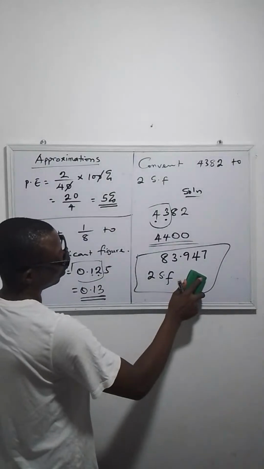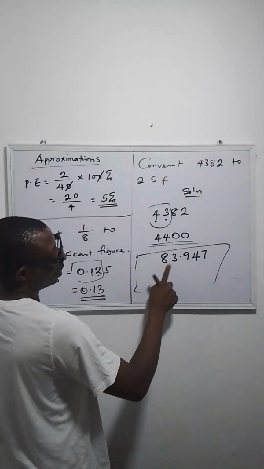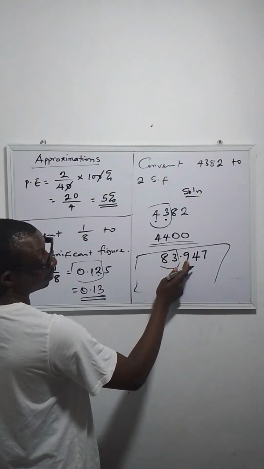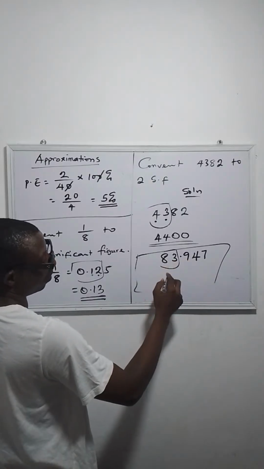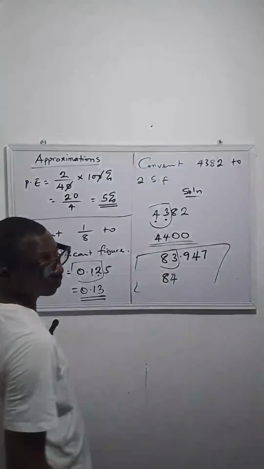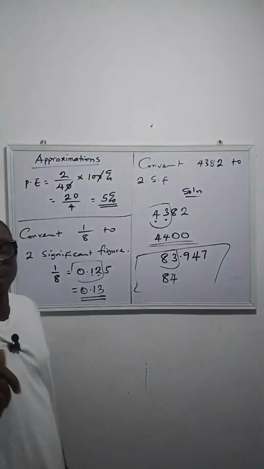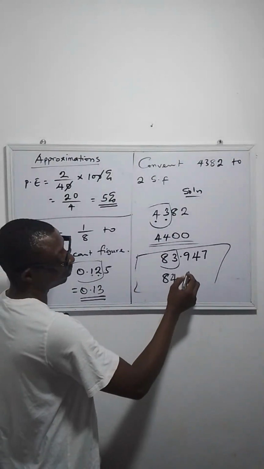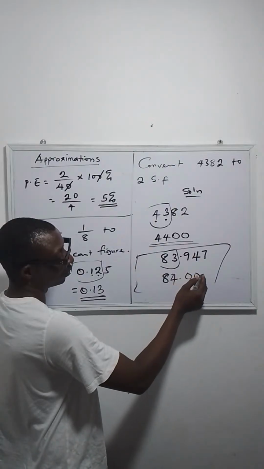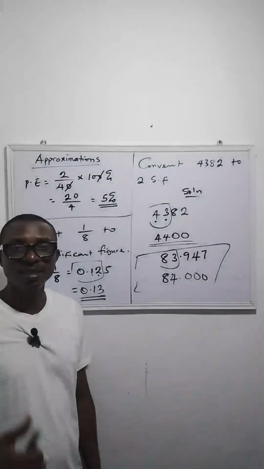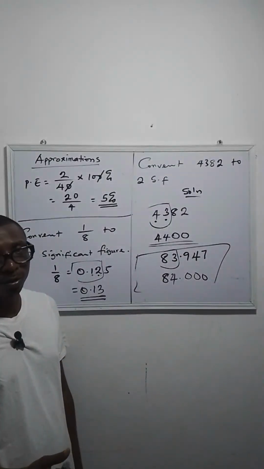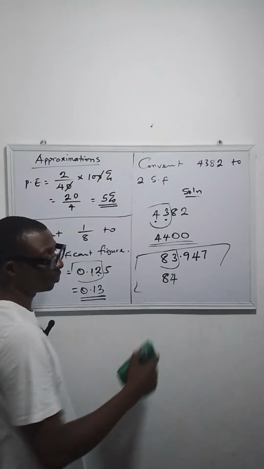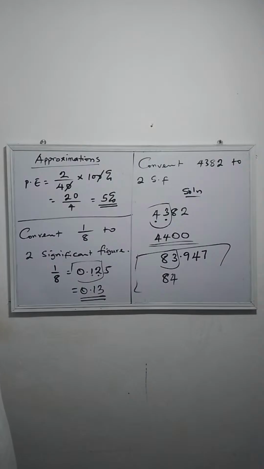Now, 2 SF, count 1, 2. So this is what you are writing out. But since the next one is up to 5, you increase this by 1, that's 84. Now, don't make a mistake. Many students make this mistake, but I'm so happy that you didn't. They begin to turn the remaining digits to 0. You don't turn digits after the decimal point to 0. So the answer is simply 84.84.